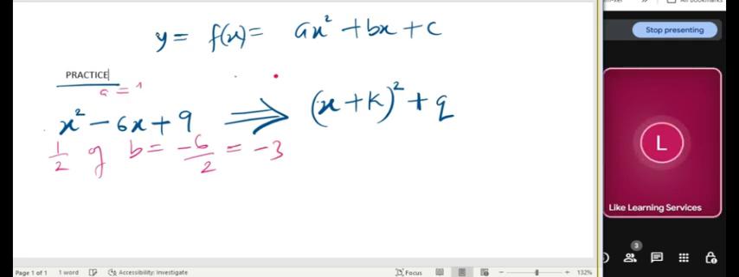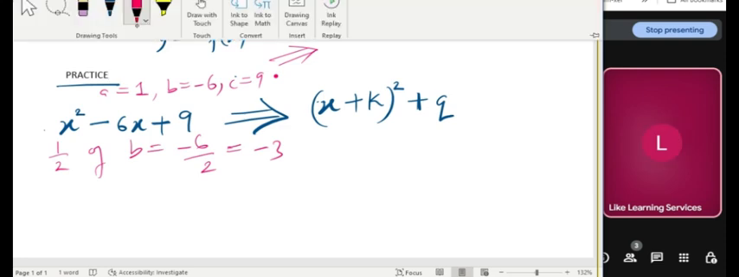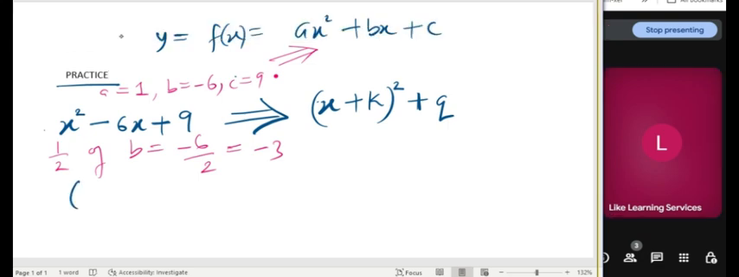So a is 1, b is minus 6, and c is 9. Comparing with this, half of b is minus 3. So what you simply do is start a bracket, write x plus that half of b. Let me put it in the general form, x plus half of b, that's b over 2. Close the bracket, squared.